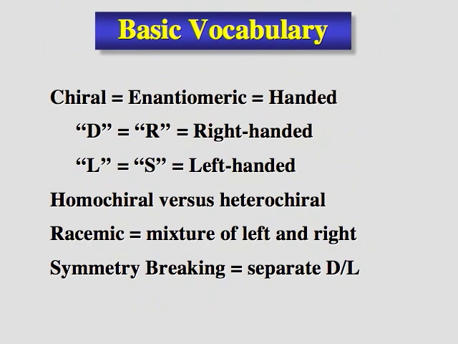Homochiral means that you have all the same handedness in a collection of molecules. Heterochiral is a mixture of handedness. Racemic is the word for a 50-50 mixture. So if I talk about racemic molecules, it means that there are equal numbers of left and right-handed molecules in the mix. And symmetry breaking. Symmetry breaking is the process by which you take a racemic mixture and separate out the left and the right from each other. You break the symmetry of this collection of molecules. So those are words that I'll be referring to throughout the talk.